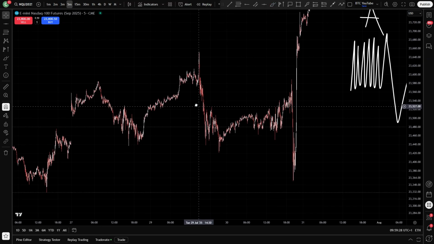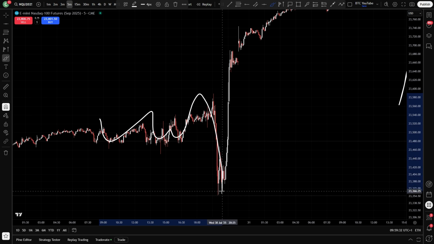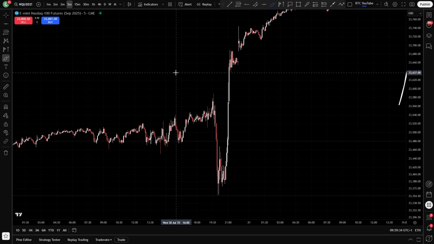You can always go and find a good bit of accumulation. You can see we've got a nice bit of accumulation here, manipulation, and then distribution. There was a perfect example yesterday.